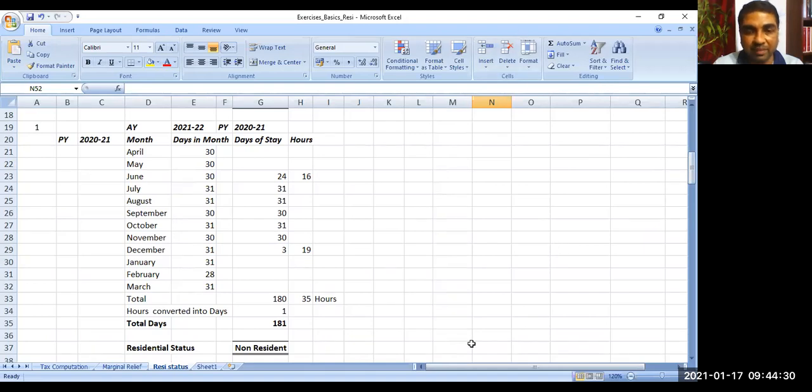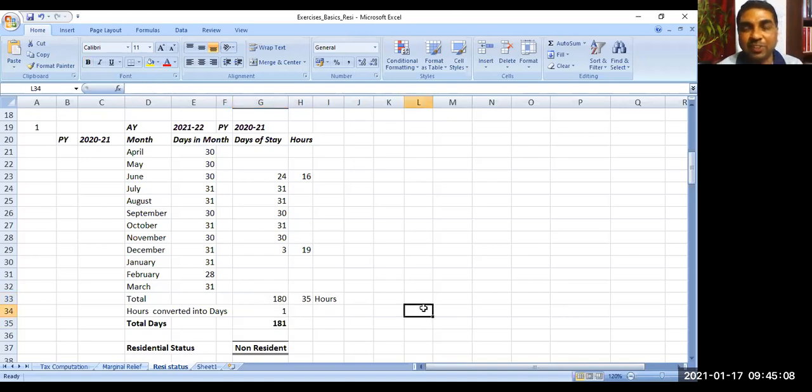Are you seeing an Excel file? Yes, sir. You have to calculate the hours. Let's say in June, number of days, how much? 24 days, 16 hours. And in December, 3 days and 19 hours. It's all taken together. 35 hours means 1 day, because it exceeds 24 hours. So 180 plus 1, 181 days.